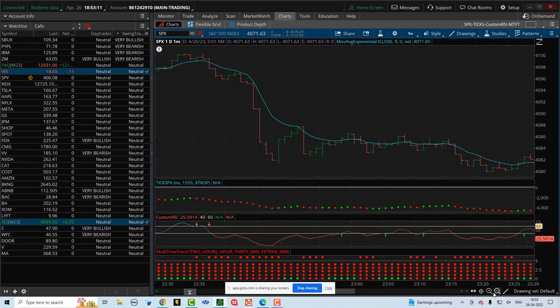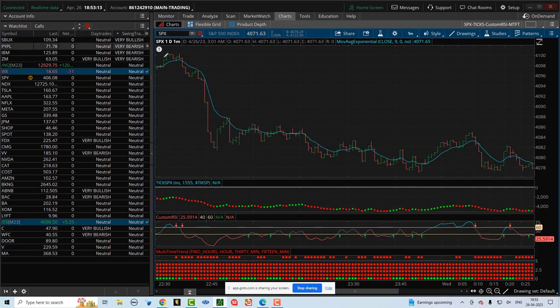Once again, we're looking at the day trading environment. The SPX ticks does not work for a swing trading environment. For swing trading, we have to depend on the watch list indicators, the MTFT and the custom RSI. Because the SPX ticks calculates market internals, and every day the market internals is going to change.